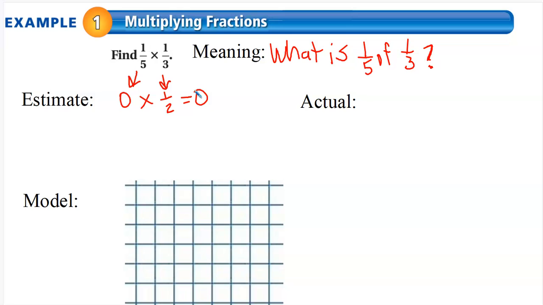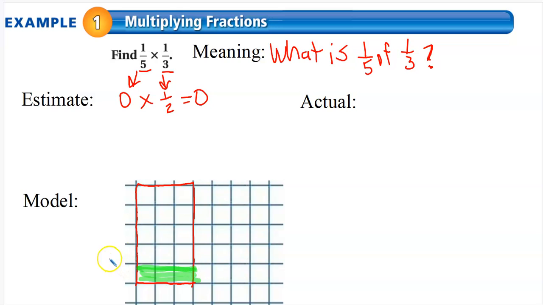I look at the denominator. I see the denominator is 5 and 3. So what I want to do is draw a rectangle that's 5 squares down. I start at the top and I go 1, 2, 3, 4, 5, and then I go over 1, 2, 3. Now what that did for me is it gave me 5 rows. So when I make a fraction that looks like 1/5, I'm going to take a highlighter and highlight one row that's 1/5.